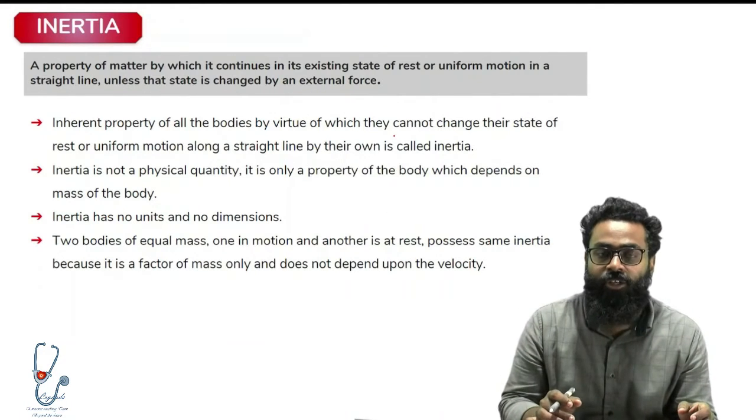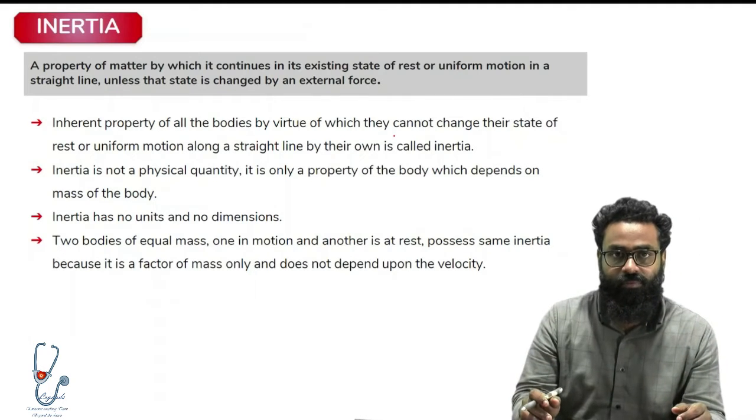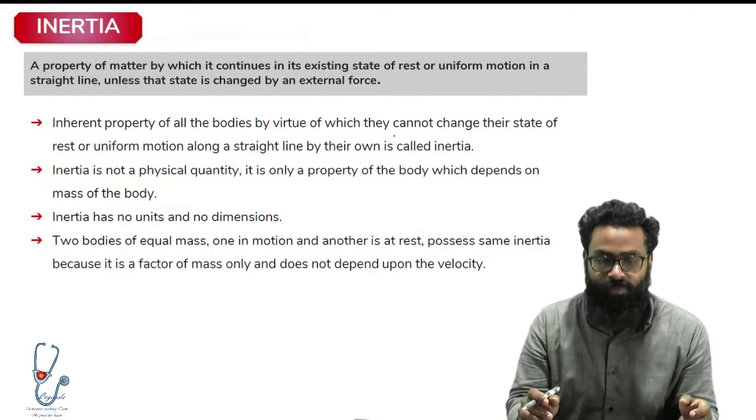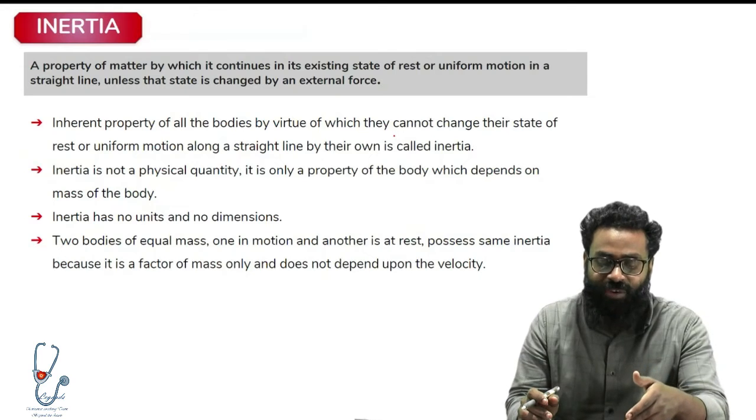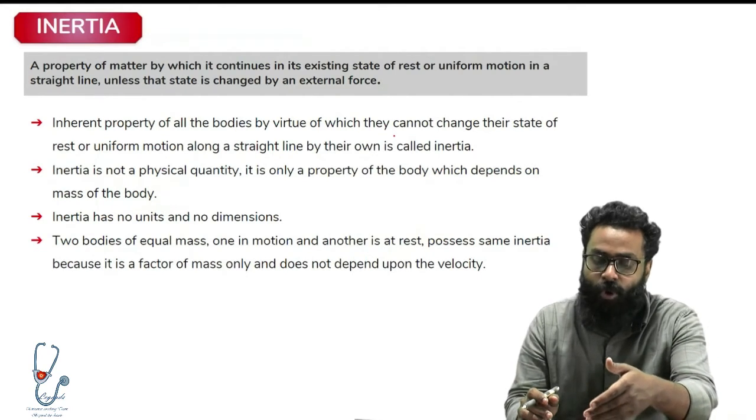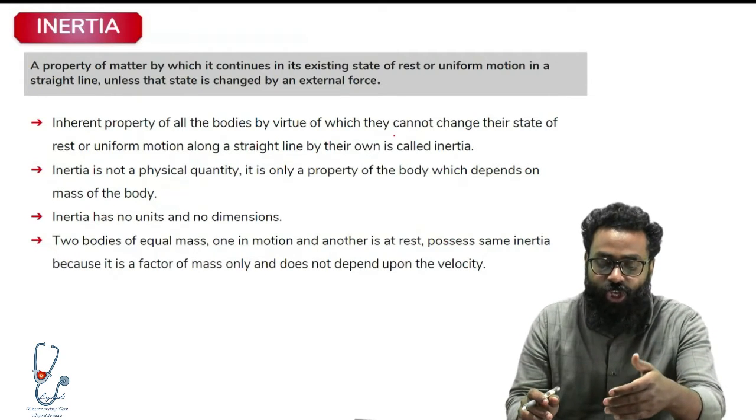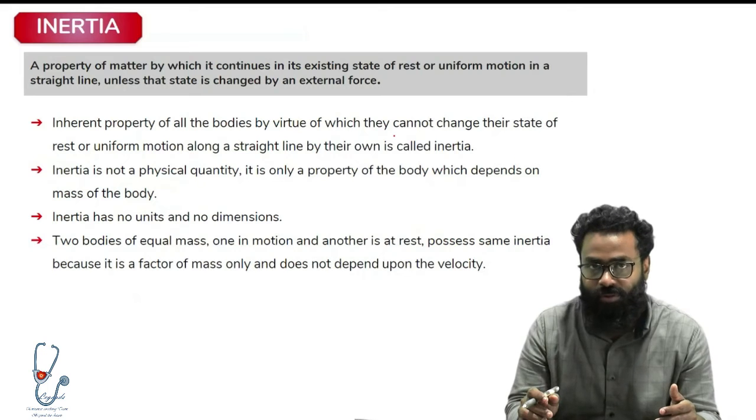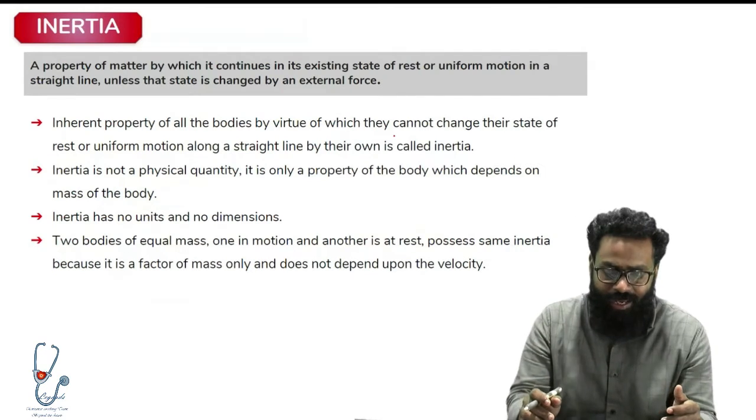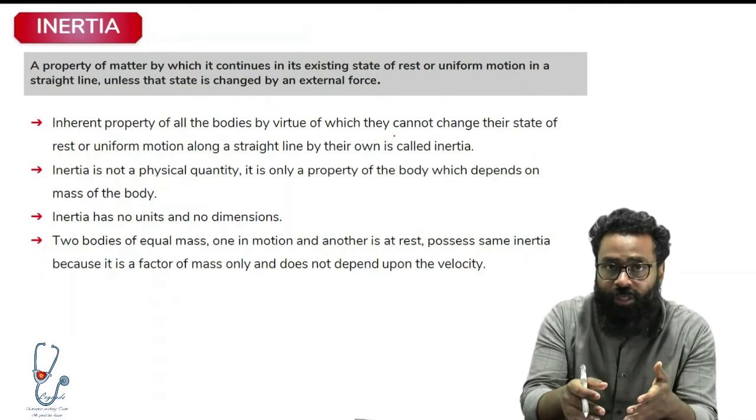Okay, what is meant by inertia? Simply, we can say that inertia is an inability. The definition: the property of matter by which it continues in its existing state of rest or uniform motion in a straight line, unless that state is changed by an external force. Clear? Some points related to inertia are shown on the slide.